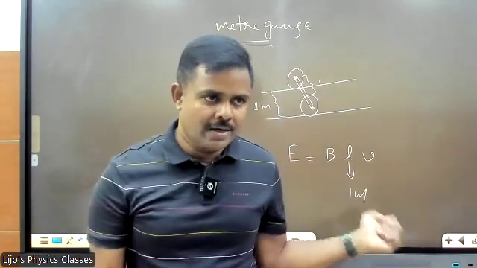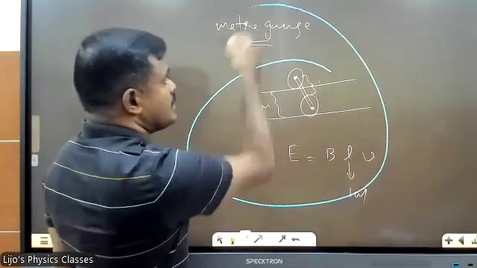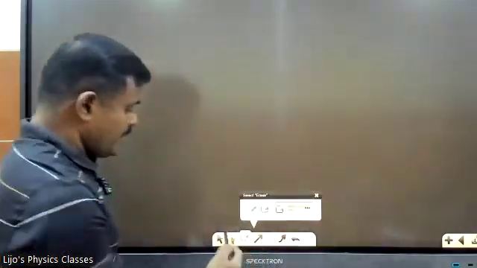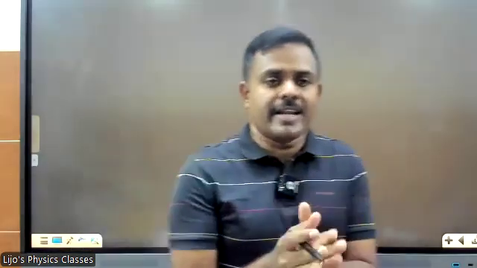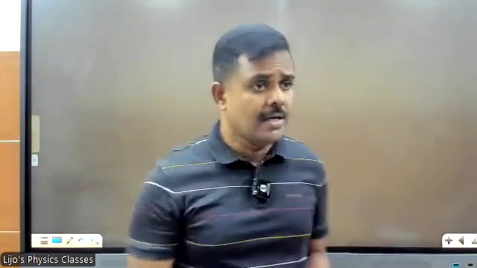That is the second thing. I repeat one more time, both these questions. The first one is the motional EMF generated between the tips of the wings of a plane. The second one is the motional EMF generated across the axle of a train. All these are previous board questions. We can check.